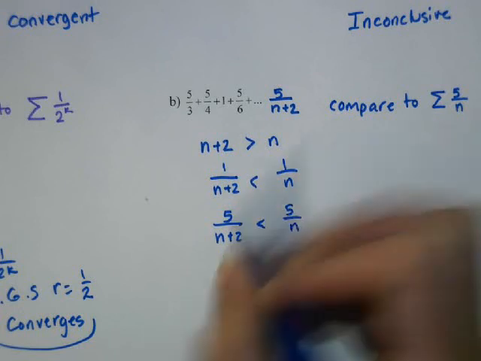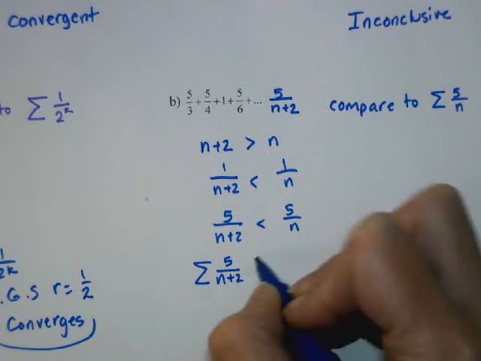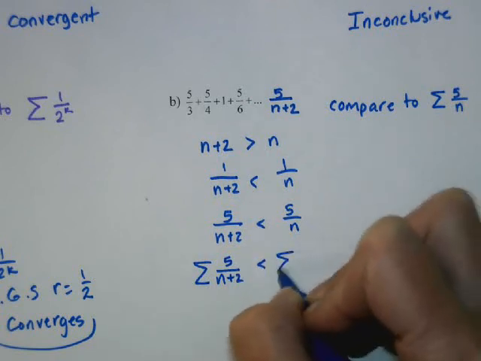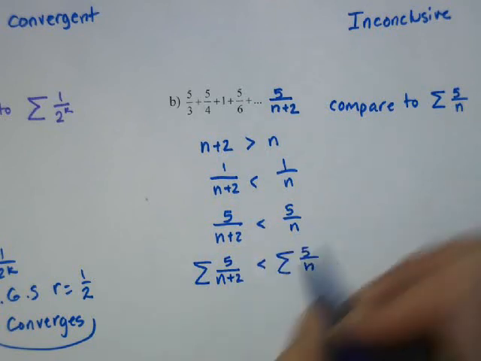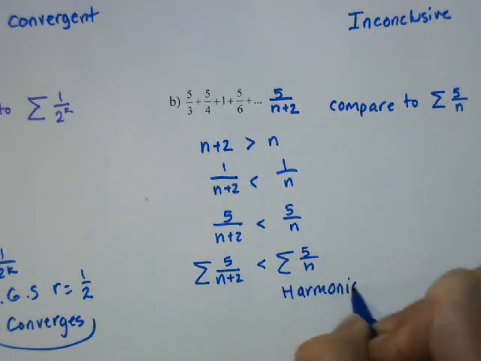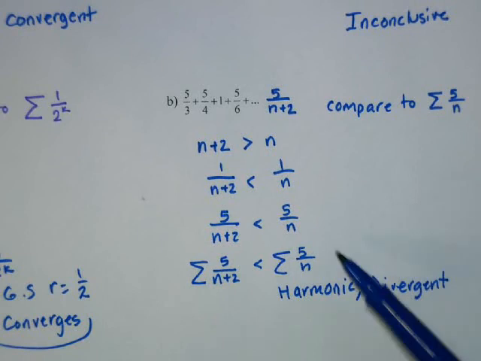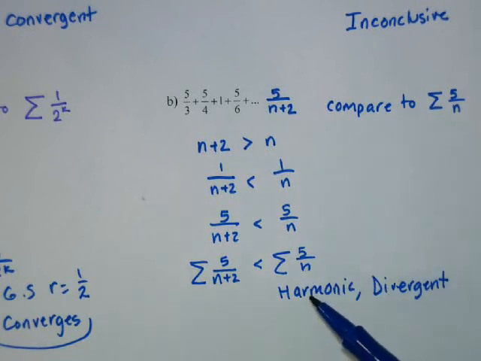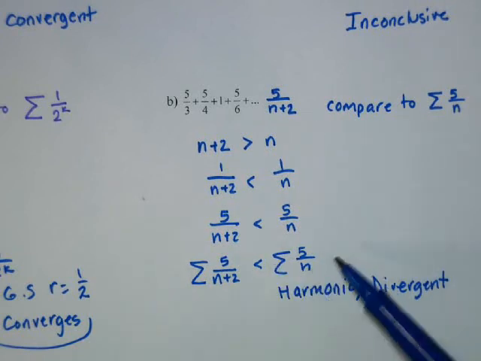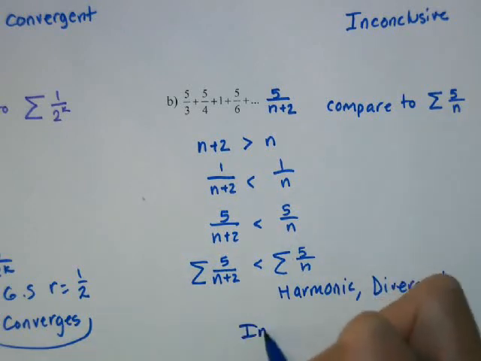So this series is less than this series. Okay, and this one is harmonic, therefore divergent. Okay, however, if the big series diverges, it's not super helpful, because if the big one diverges, that doesn't tell me anything about the smaller series. So again, this is an inconclusive test.